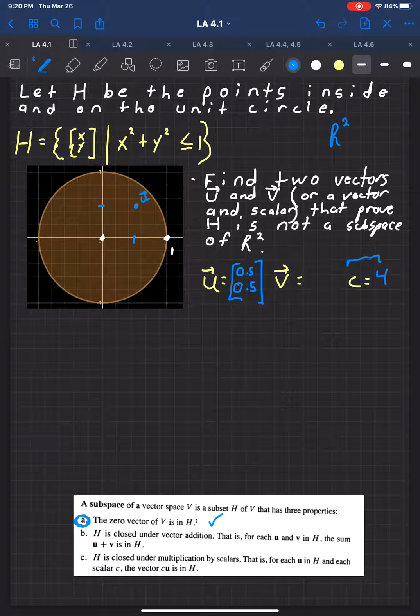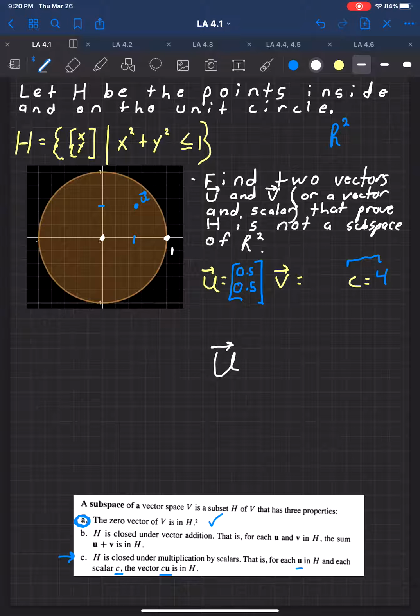Now follow me down here to the axioms, part C, that says H is closed under multiplication by scalars if for every u that is in H and each scalar c, the vector cu is also in H. Okay? So let's agree that for sure, u is in H.